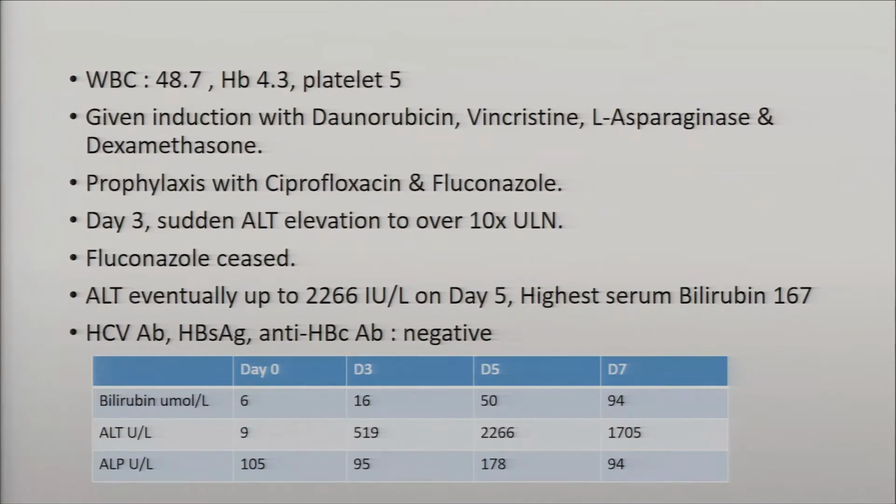To our surprise, it was only after day 3. And we stopped the fluconazole. Eventually, we had to stop the ciprofloxacin as well. Eventually, the ALT peaked at day 5 at over 2,000, accompanied by bilirubin, which was 168. Investigations for viral hepatitis were all negative. So the sudden increase of the transaminitis may be due to drugs, maybe due to chemotherapy, or we suspect he could have taken something else at home, the traditional treatment. So this box shows the progression of the liver functions.